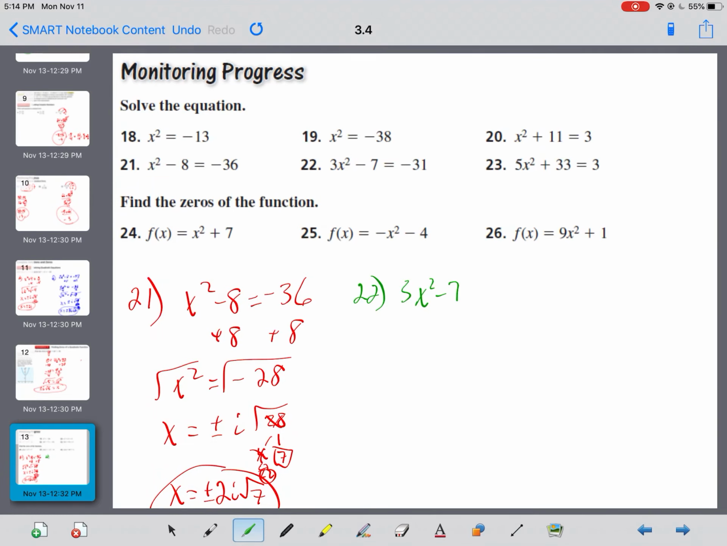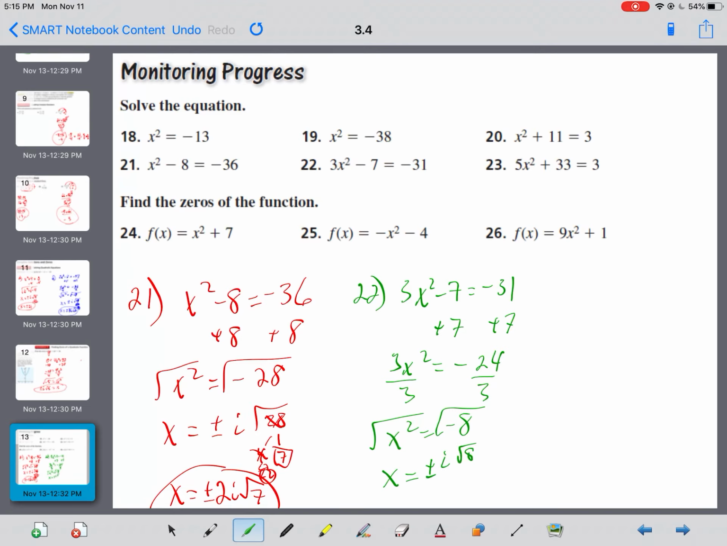Let's try 22. 3x squared minus 7 equals negative 31. Move that 7. 3x squared equals negative 24. Yep, 7 down. Yep, that would work. Divide by 3. X squared equals negative 8. Square root. X equals plus or minus i square root of 8. Break it: 2 and 4, 2 and 2. There's my pair. That one stays. So x equals plus or minus 2i square root of 2. You'll start to memorize the square root of 8. You'll do it enough.